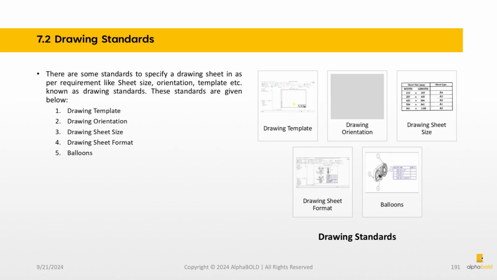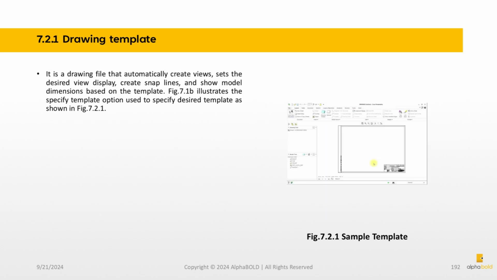There are some standards to specify a drawing sheet as per requirement, like sheet size, orientation, template, etc., known as drawing standards. These standards are given below. Drawing template, drawing orientation, drawing sheet size, drawing sheet format, balloons. A drawing template is a drawing file that automatically creates views, sets the desired view display, creates snap lines, and shows model dimensions based on the template.